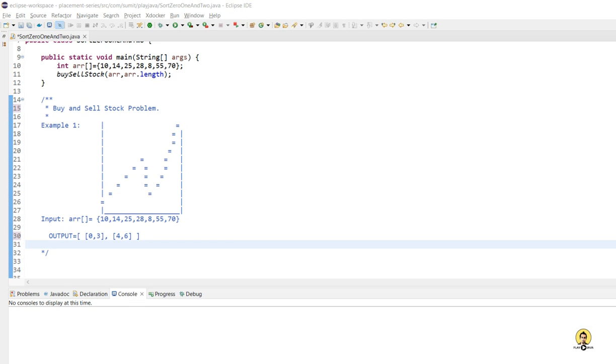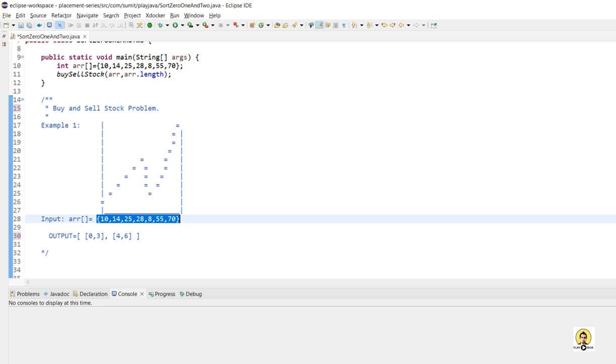Hi, in this video lecture, we will understand the buy and sell stock problem. This is a common question nowadays and it generally comes in the medium to tough range. In the problem, you will be given an array of share prices, and each price denotes the price of the share on that particular day.